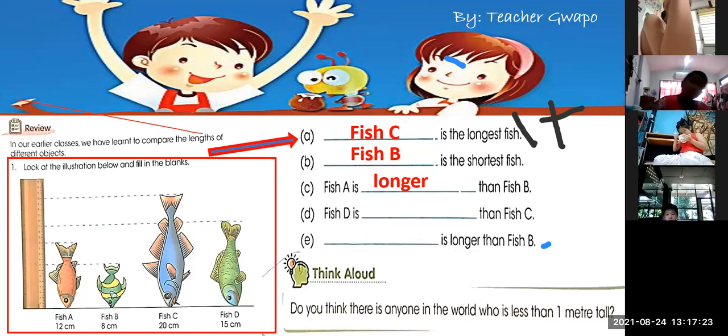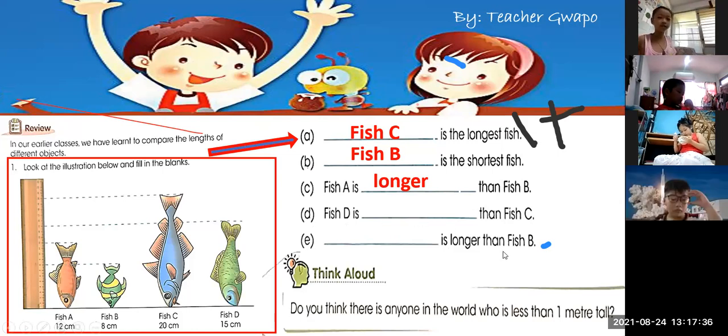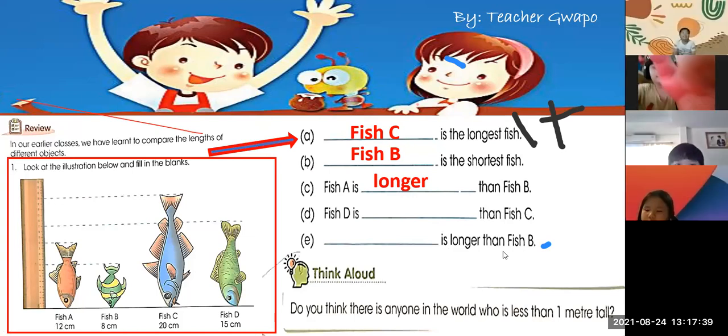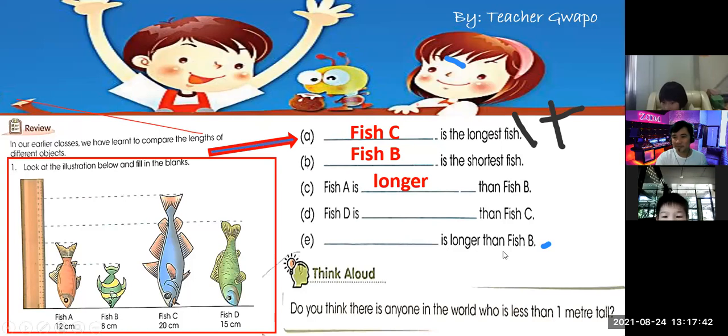Now let's find another from 2/3. His name is Thanks, number 20. Can you tell me your answer, letter D? Fish D is blank than fish C. Shorter. Fish D is shorter. Very good. If you look here, fish D is shorter than fish C because it's only 15 cm. Thank you so much, Thanks. Very good boy.